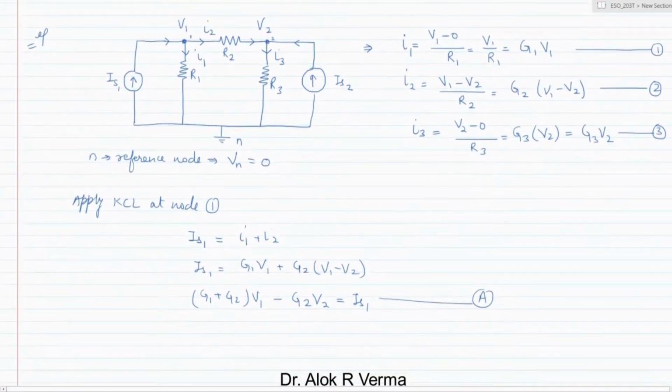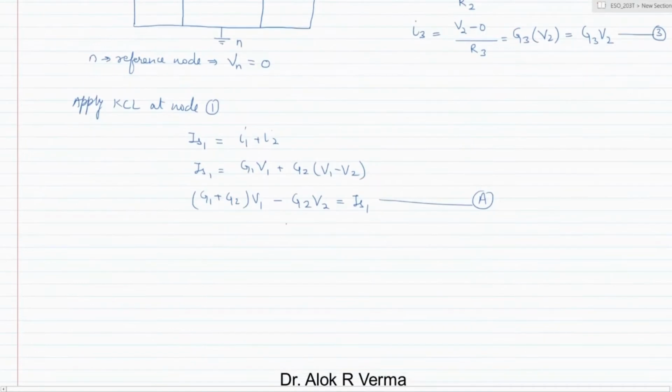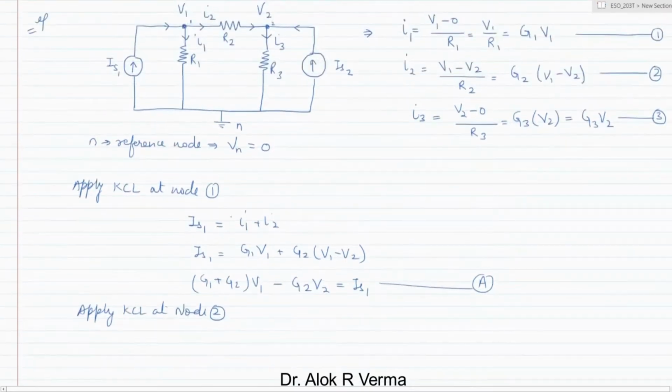Now similarly, apply the KCL at node 2. When you apply the KCL at node 2, we can write the equation. You can have a look here. From here you can write it as I2 plus I3.